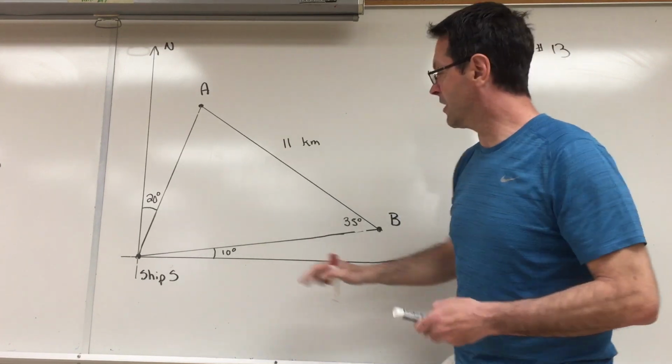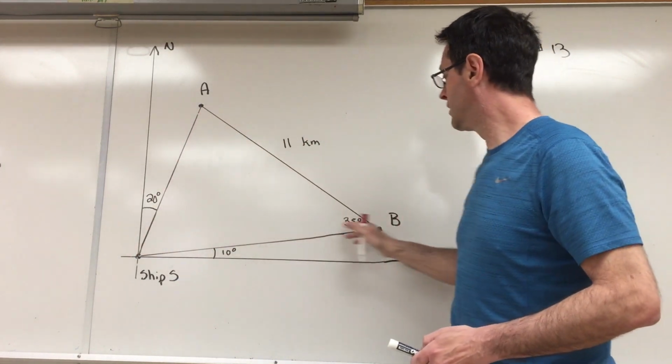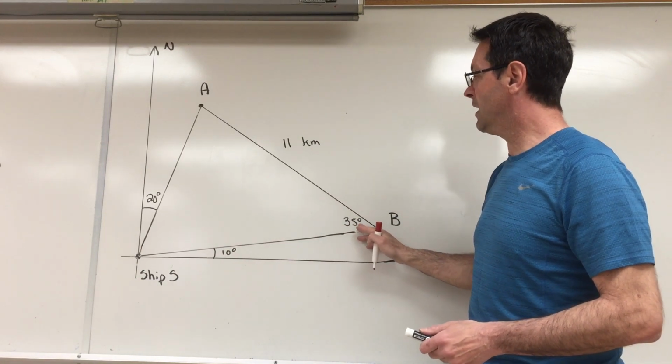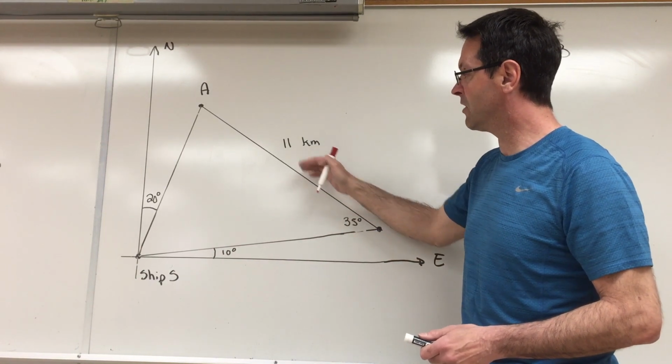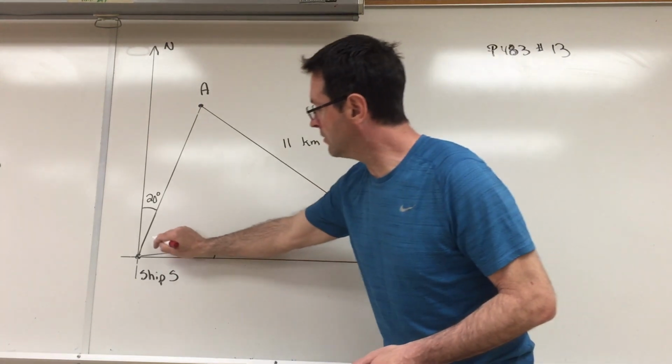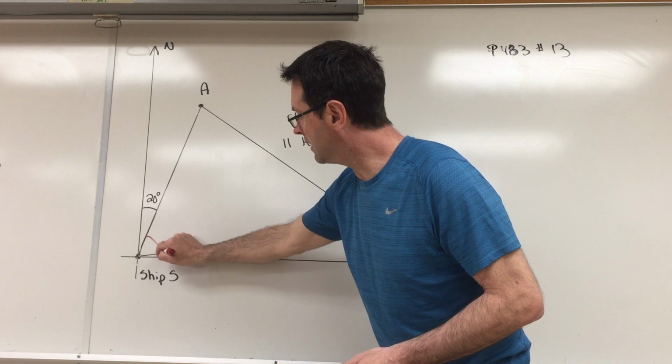So how do you do this? We've got ourselves a triangle. Right now, we know this angle, angle B, and we know this side. That's all we know about this triangle. But we could find this angle right here, couldn't we? Angle S.